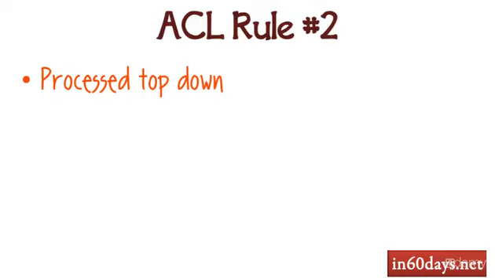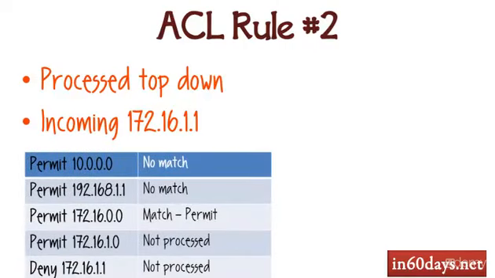So the router reads the access list very quickly, but it starts at the top and works its way down to the bottom, and it will stop when it reaches a match. It won't look further down your access list to see if there's a better match. So, for example, our access list here, we're looking at incoming traffic from 172.16.1.1. First line is a 10, no match. The second line is 192, no match. The third line, we're permitting the entire network 172.16. The router will match that part of the access list and permit the traffic through.